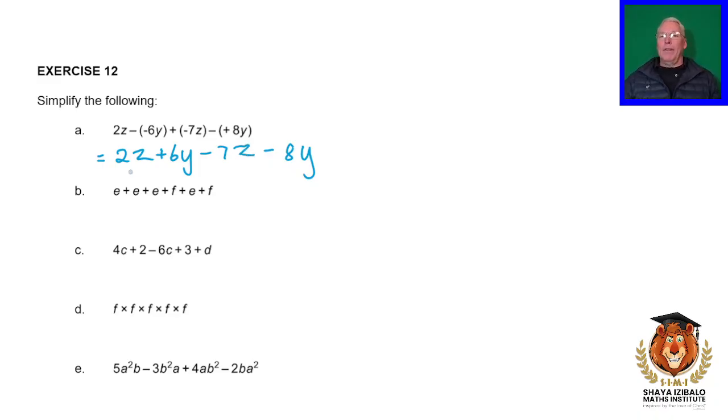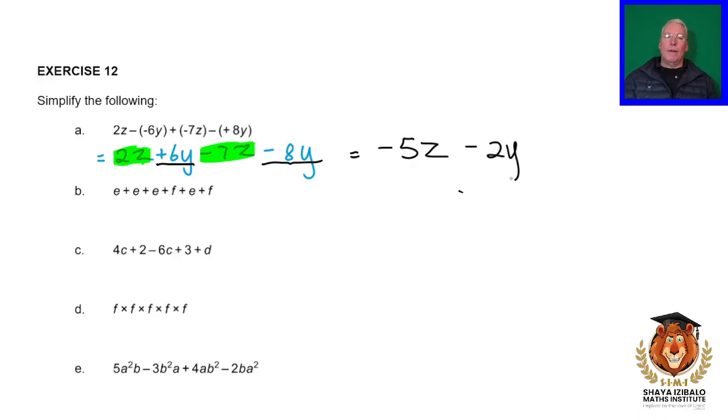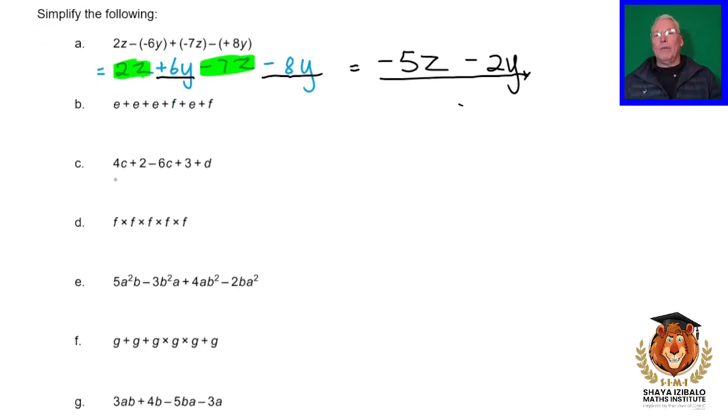All right, now these two terms are like this one here and this one here. 2z minus 7z, negative 5z. And these two terms are like, 6y minus 8y, negative 2y. Okay, after a while you won't need to underline the like terms, but for now we're still doing that.